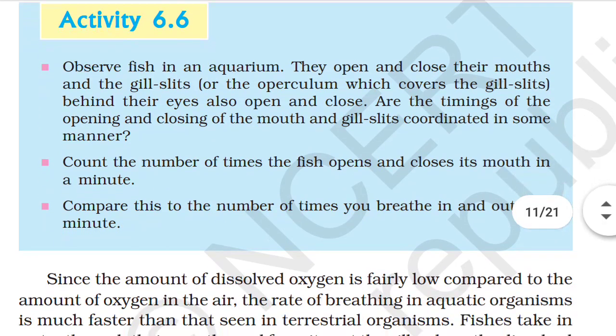Activity 6.6. Observe fish in an aquarium. They open and close their mouths, and the gill slits or the operculum, which covers the gill slits behind their eyes, also open and close. Are the timings of the opening and closing of the mouth and gill slits coordinated in some manner?